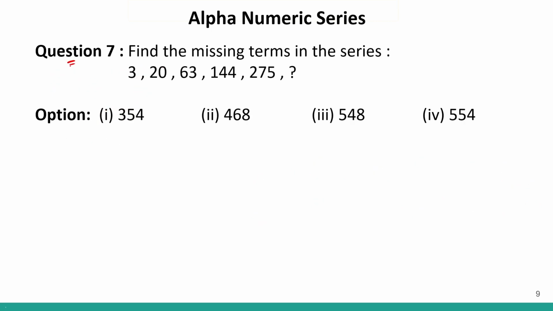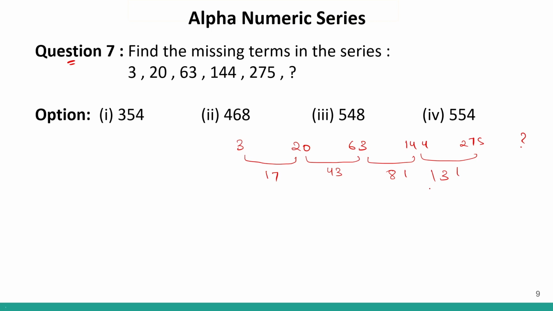Question number 7. We have 3, 20, 63, 144, 275. Let me write them down. 63, 144, 275 and then we have to find the missing term. Between 3 and 20, I can see a difference of 17. Between 20 and 63, a difference of 43. Between 63 and 144, a difference of 81. And between 144 and 275, a difference of 131.